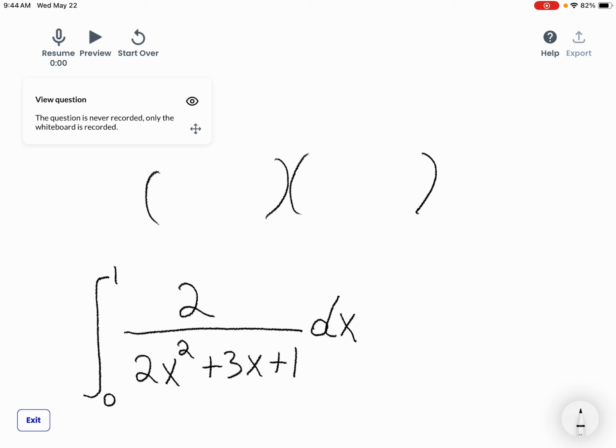Well, 2x squared has to be 2x times x. 1's got to be 1 times 1. And I think we do a plus and a plus, right? We go ahead and distribute this. We get 2x times x, 2x squared, and then we get a 2x plus x, giving us 3x in the middle, and then 1 times 1 gives us plus 1. So yeah, now we're factored.